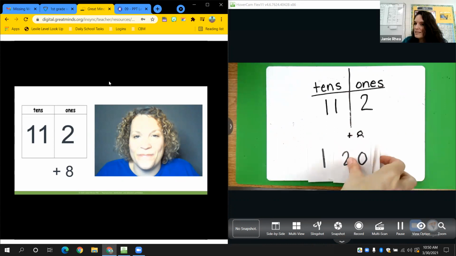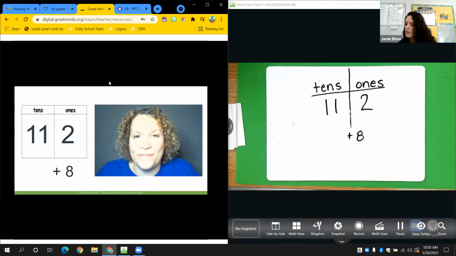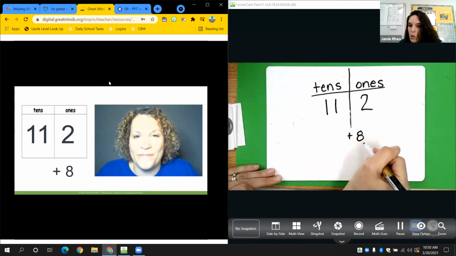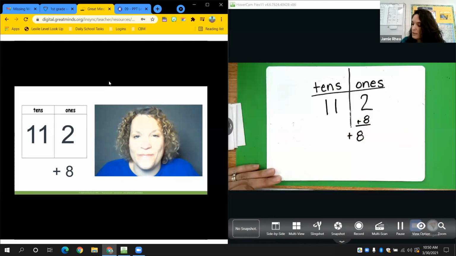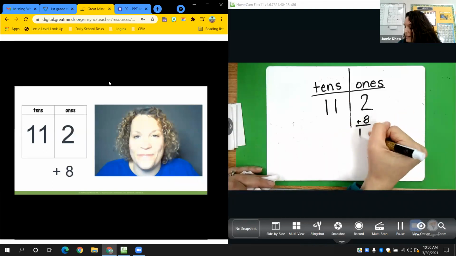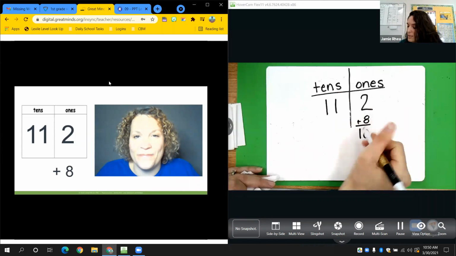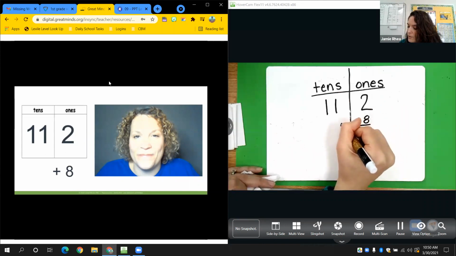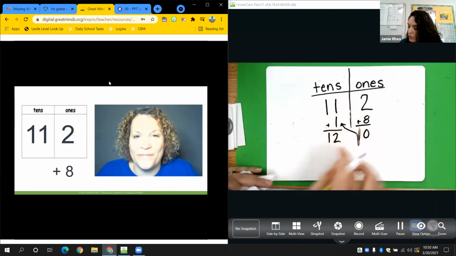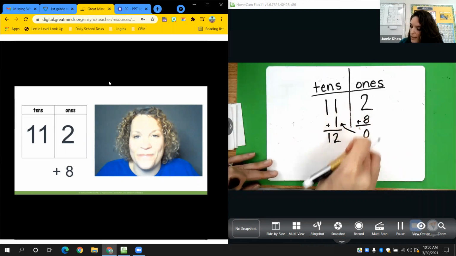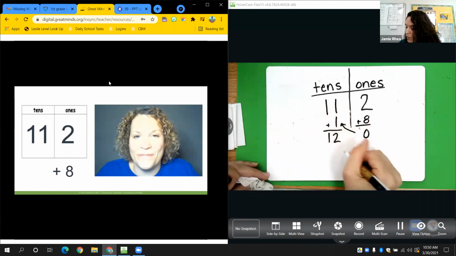Now let's look at this a second way. We know that 8 is a ones because there's nothing in front of it. So I can add 8 over here in my ones place and say 8 plus 2, I know that's 10. Well, if I have 10 ones, I'm gonna bring that 1 over here, add it together. 11 more makes 12. Whoops. So now I have 12 tens, 0 ones.